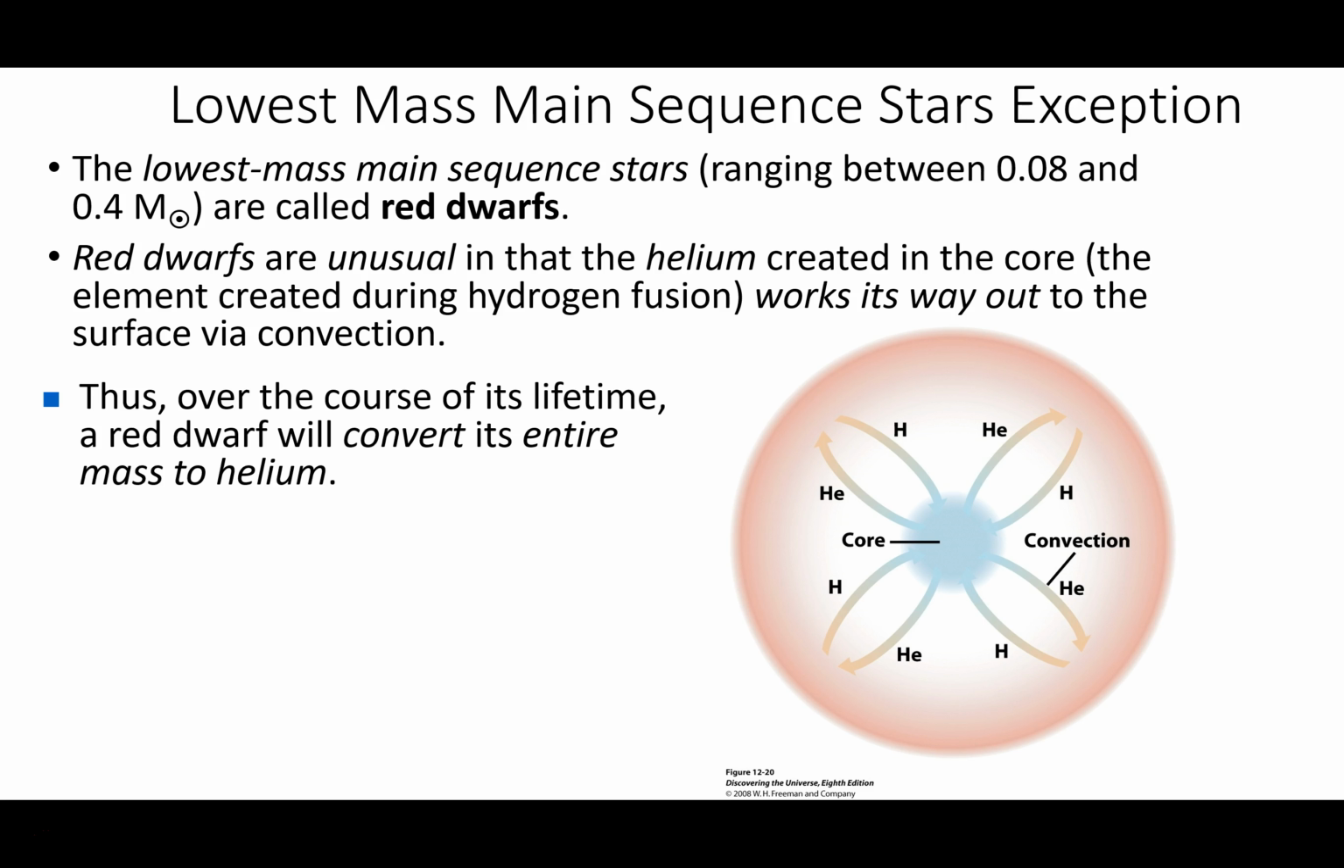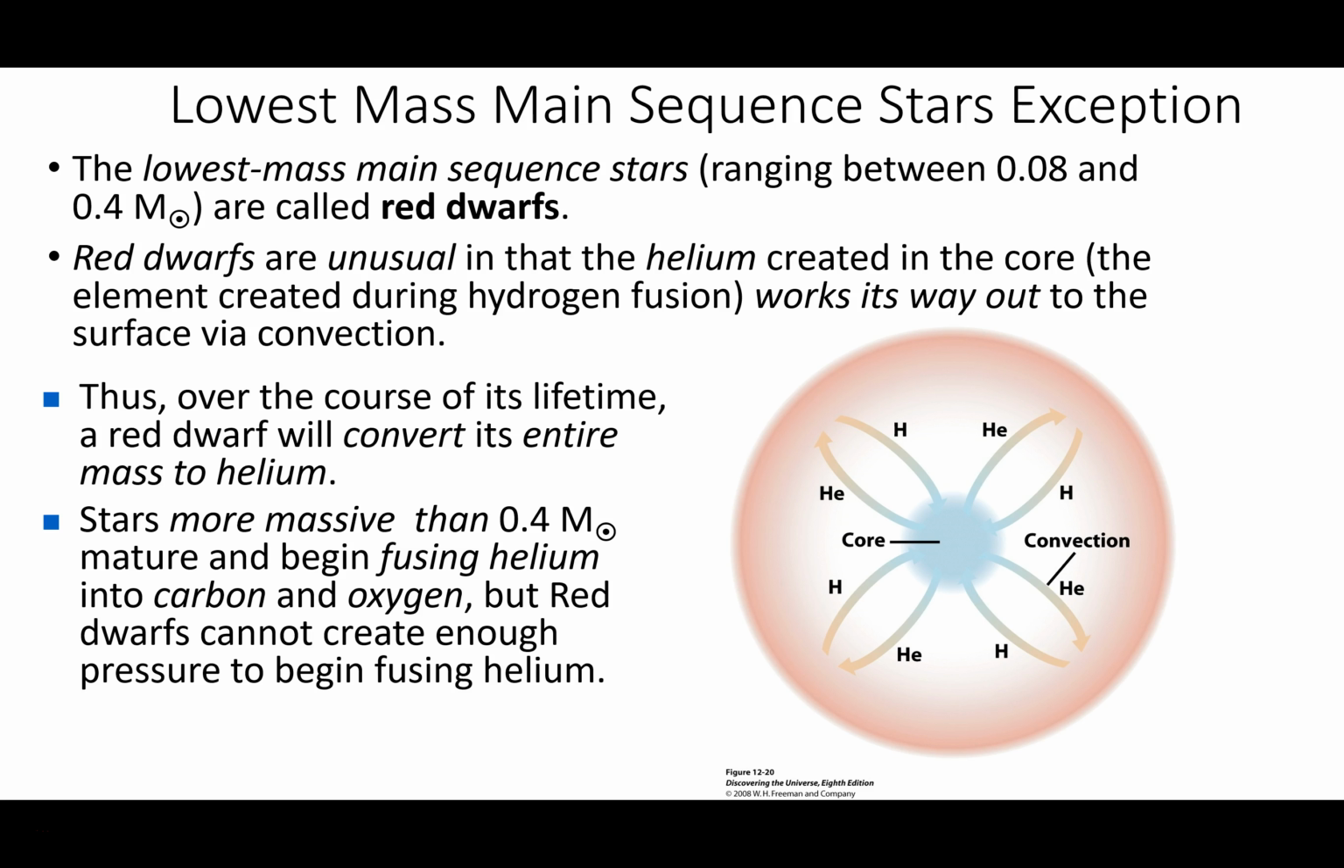So what happens in these red dwarfs is basically the helium, which is kind of spent, the product of hydrogen fusion, convects out and fresh hydrogen convects in. So these guys actually have a different order to their life than what I'm going to show you. So 0.4 solar masses to 0.08 solar masses, this is what we have. Okay. So beyond 0.4 solar masses, something else happens.